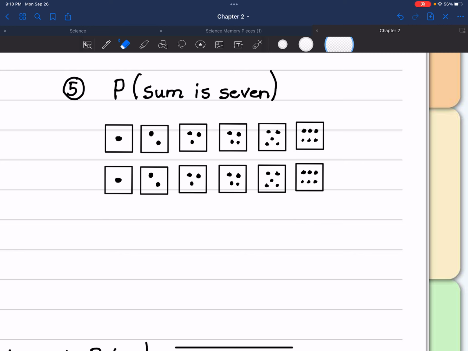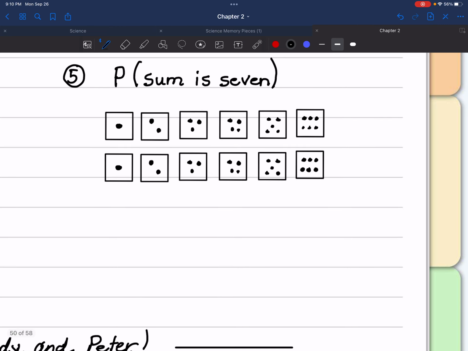Number 5. If you roll 2 number cubes 30 times, how many times is it likely that the sum of the 2 cubes will be 7? So the first thing we need to do is figure out what the probability would be on one roll of these two dice, what that probability would be to get a sum of 7. So I'm going to list all the possible outcomes of the 2 rolls.